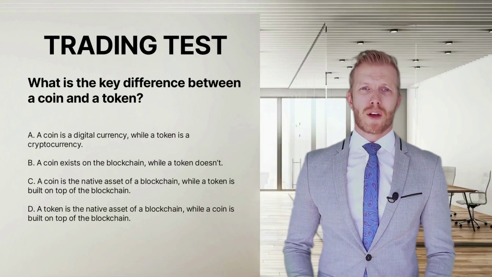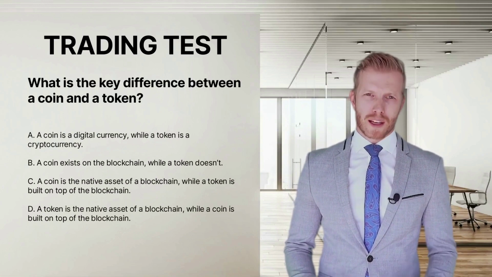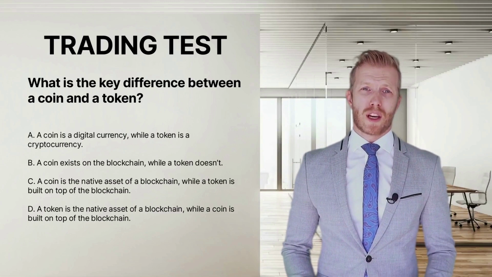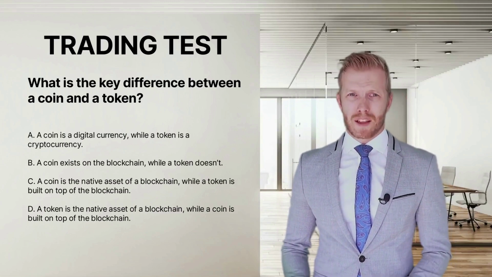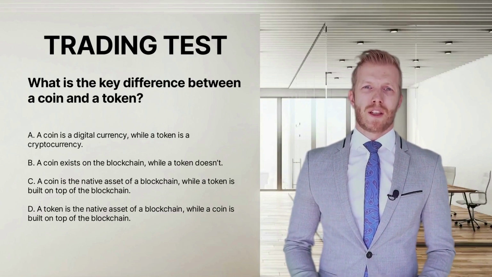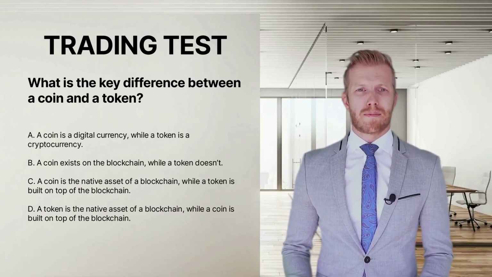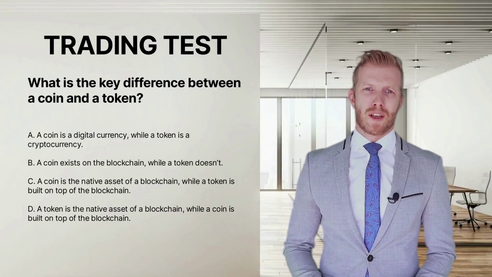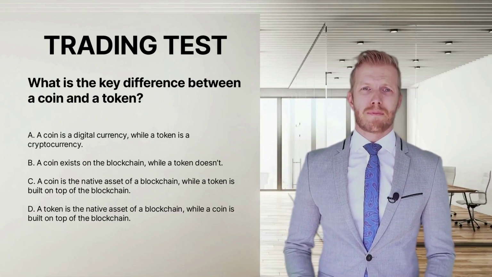A. A coin is a digital currency, while a token is a cryptocurrency. B. A coin exists on the blockchain, while a token doesn't. C. A coin is the native asset of a blockchain, while a token is built on top of the blockchain. D. A token is the native asset of a blockchain, while a coin is built on top of the blockchain.